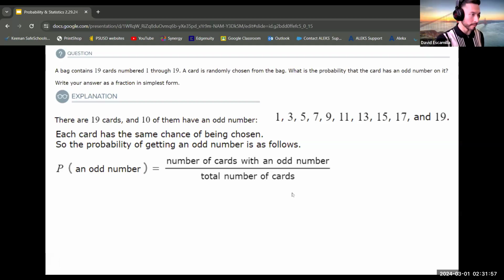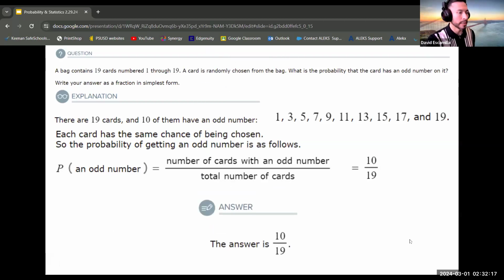For this specific problem, the probability is going to be the number of cards with an odd number divided by the total number of cards, which is, we have 10 cards with an odd number, and we have a total of 19 cards. So the probability is 10 over 19. We need to write the answer as a fraction in simplest form. We cannot simplify this any further.